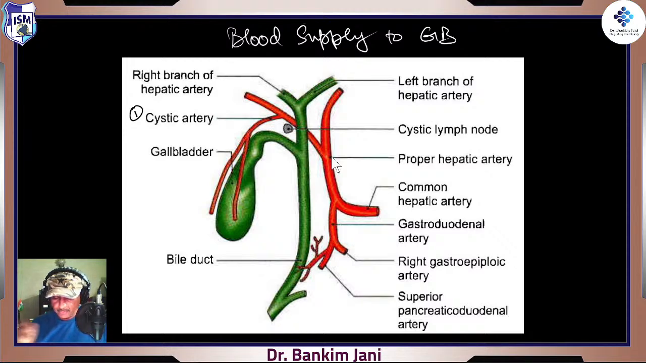It's not marked. Okay, no problem. Oh, see, this is incorrect. Right branch of hepatic artery. In fact, this is the right branch of hepatic artery. Correct? They have marked it, these ducts they have marked. Actually, it should be like this. Just a minute. Right? It has to be.